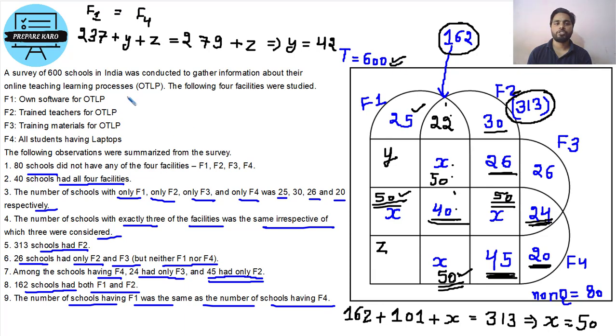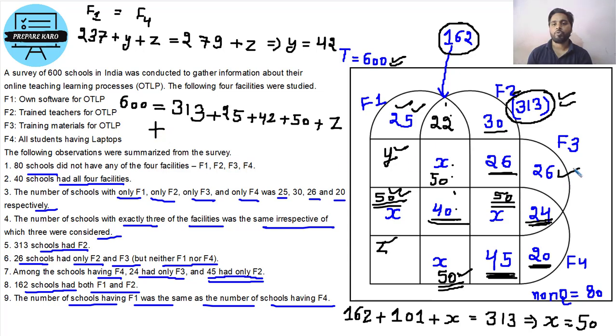So use this total 600. 600 must be equal to 313. This number is already there, 313. Then we have 25 plus y is 42 plus 50 plus z plus 25 plus y is 42 plus 50 plus z plus then this number 26, 20, 50, 20, 70, 80, 150. Using this, you will get value of z. So z is equal to 600 minus 313 and 42.